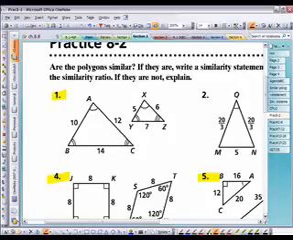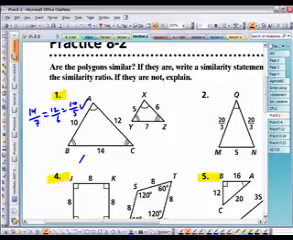Now let's see if the corresponding sides are proportional. So let's see, 14 is the biggest one on the left, divided by 7, the biggest on the right. Is that equal to 12 over 6? And is that also equal to 10 over 5? And yeah, that's true. Those are all equal. And so the corresponding angles are congruent, and the corresponding sides are proportional.